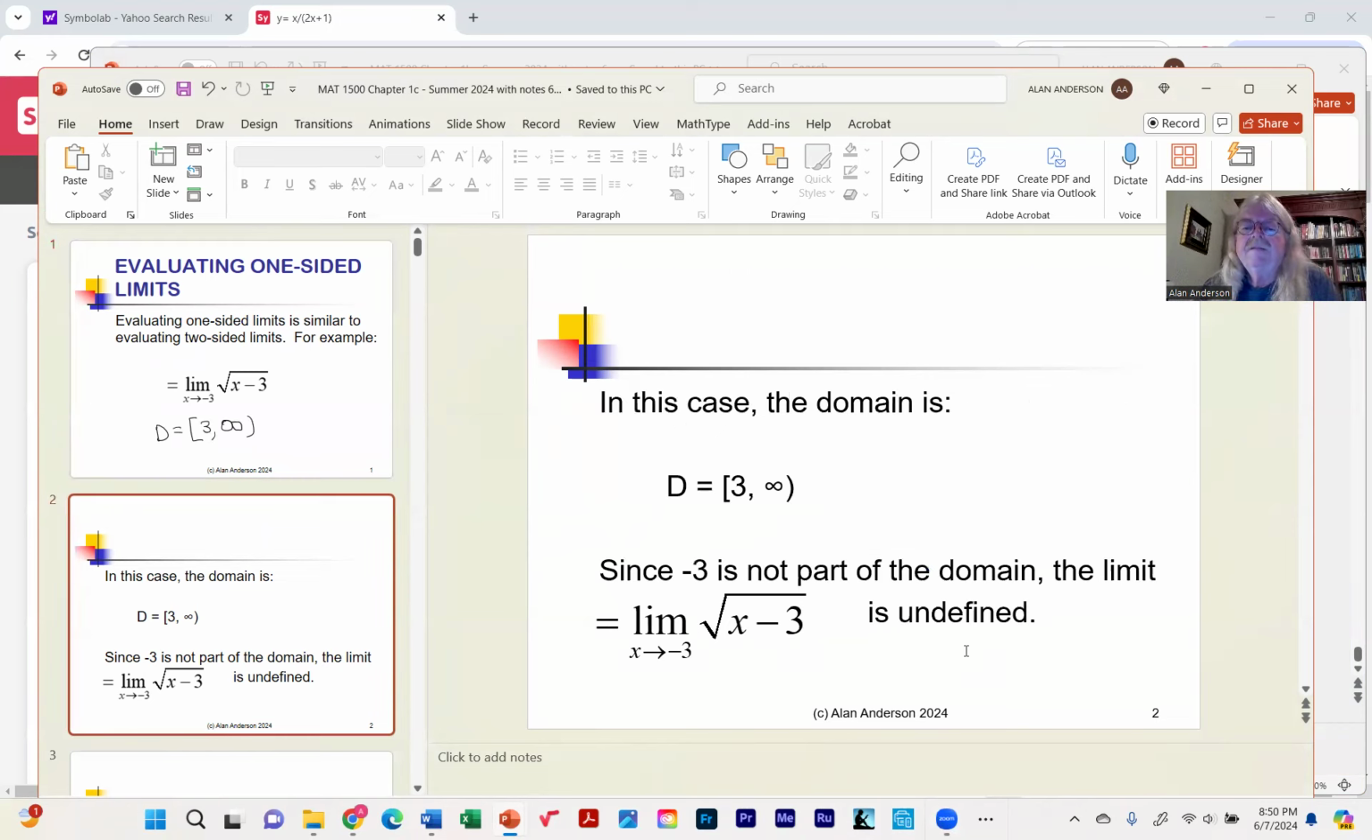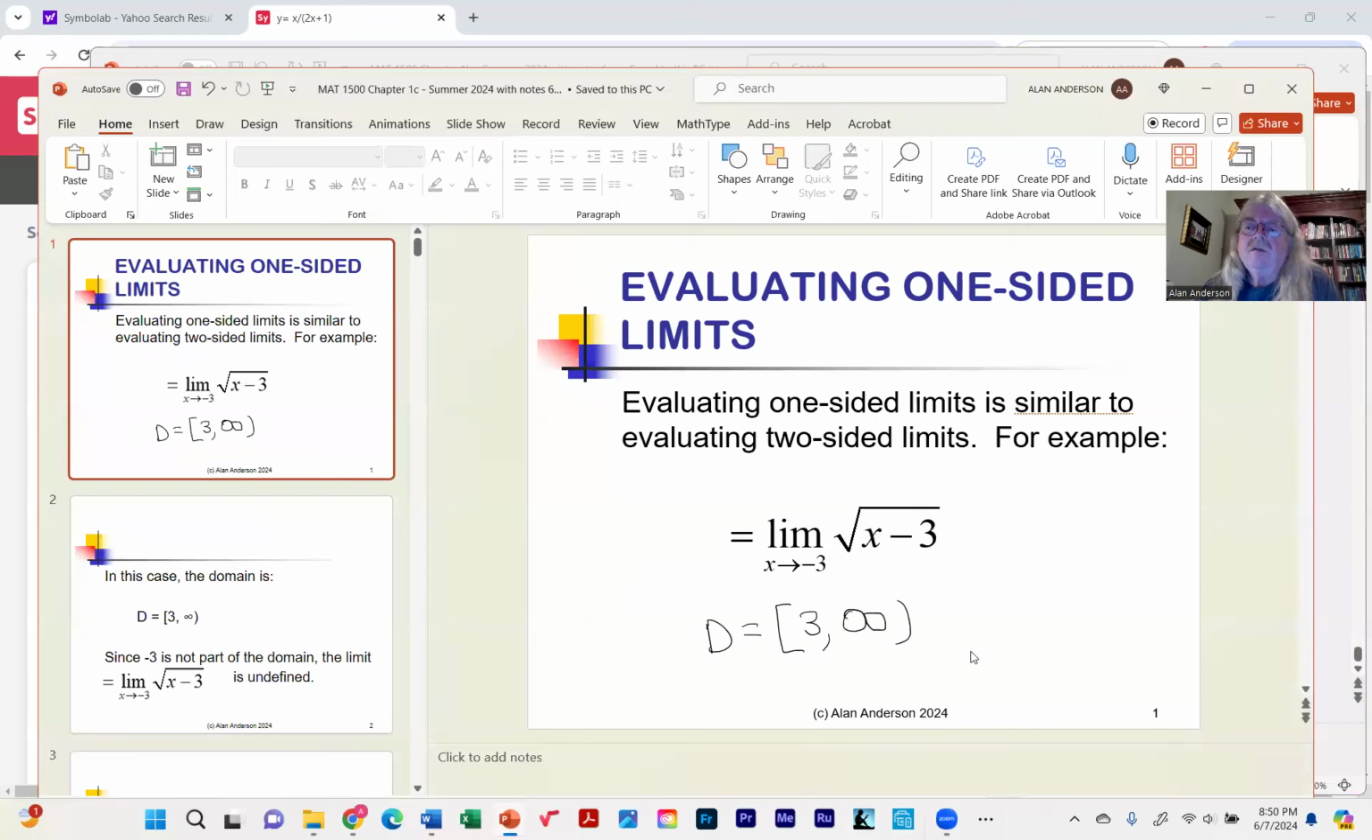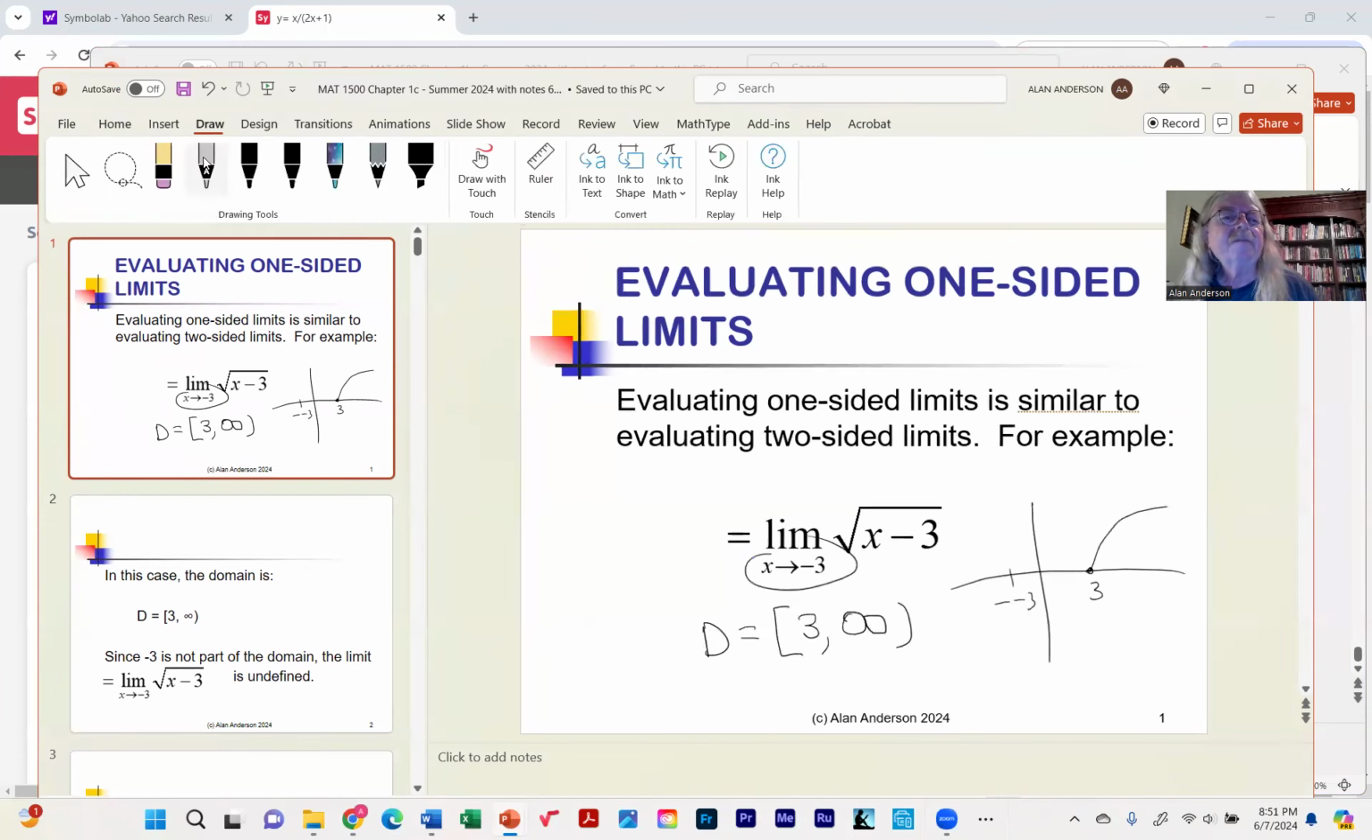Now, this is an interesting case. Pretty much all the functions we saw earlier were either defined over the entire real number line, or else maybe there was a single hole in the function. Here, we have to restrict ourselves to the domain of 3 up to infinity, because this is what the function looks like. So we try to take the limit as x goes to -3. -3 is not part of the domain. That means we're trying to find its limit right here. And well, it doesn't exist, does it? It can't.